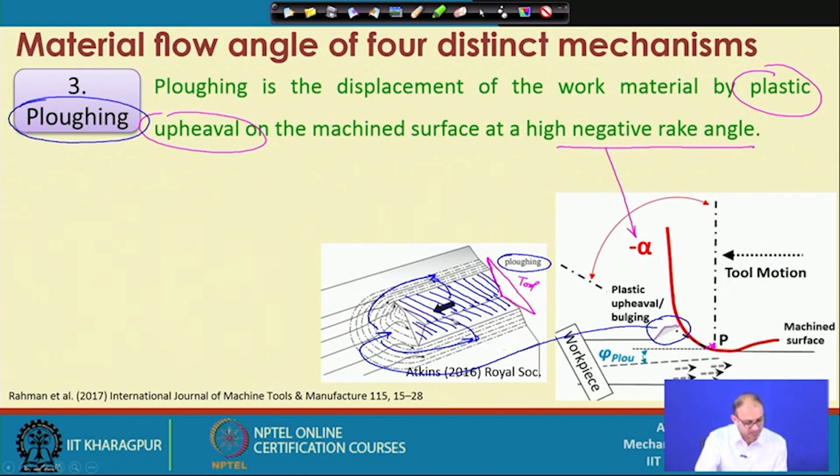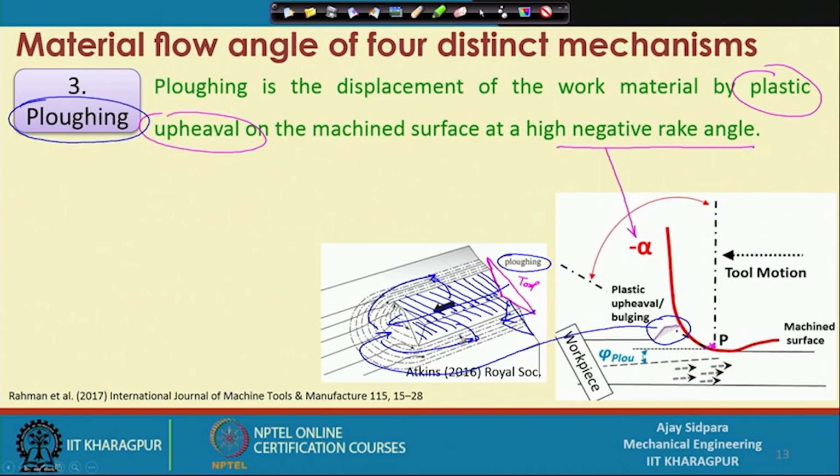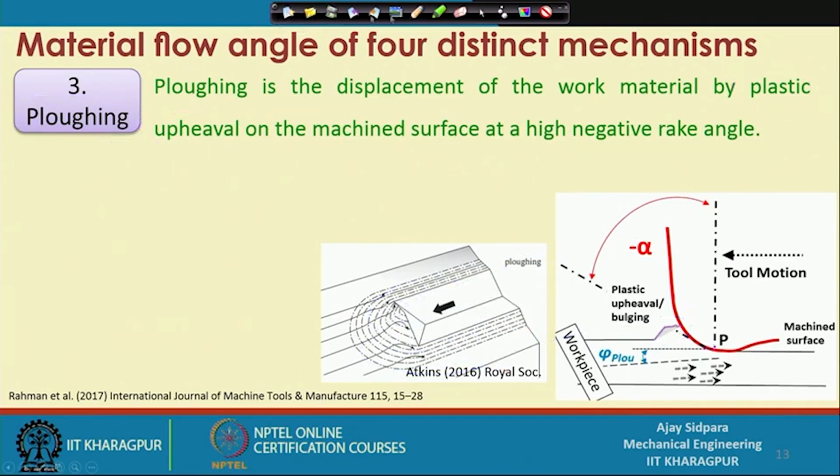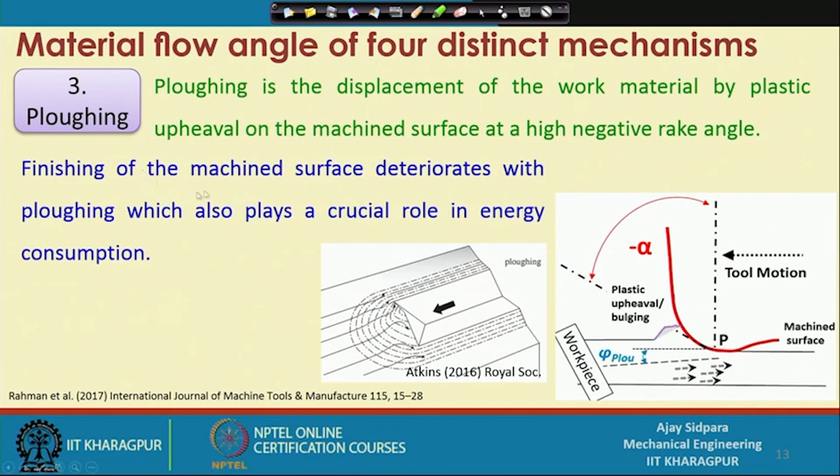And at the end, once this path is over, suppose you want to remove some more material from here. So, your second path will be from this location. So, now your groove creation will be here. Whatever material you are removing from here, some material will go in this direction, some in this direction. So, basically you are displacing the material within the machined area. So, ultimately you are not getting any material removal out of this region. The finish of the machined surface deteriorates with ploughing, which also plays a crucial role in the energy consumption.